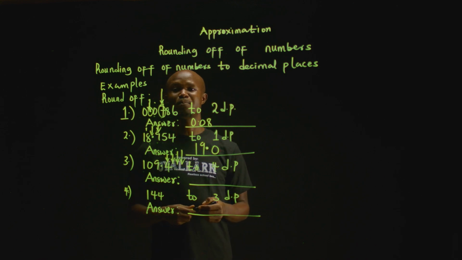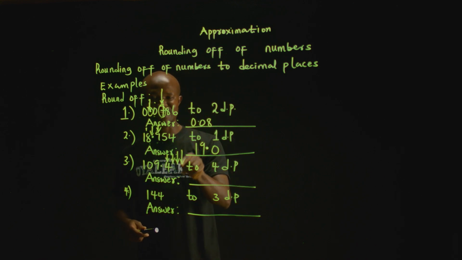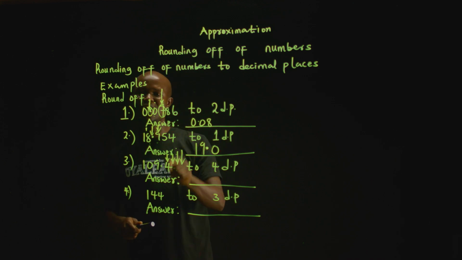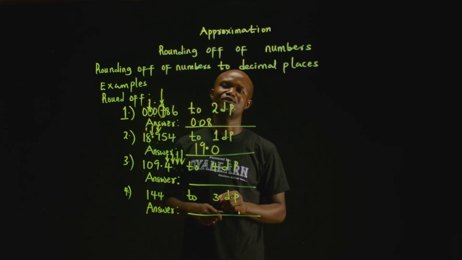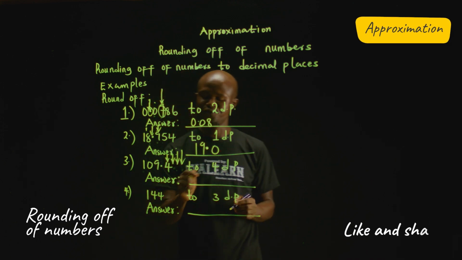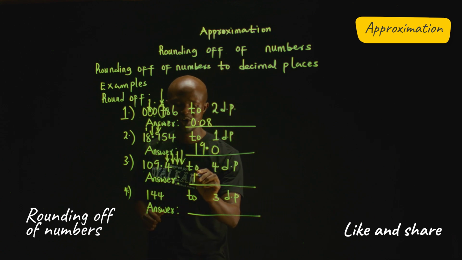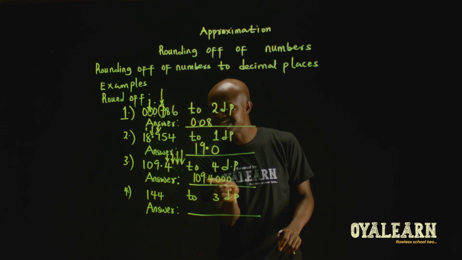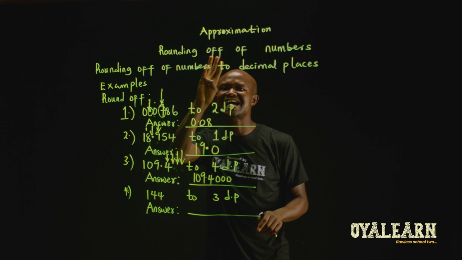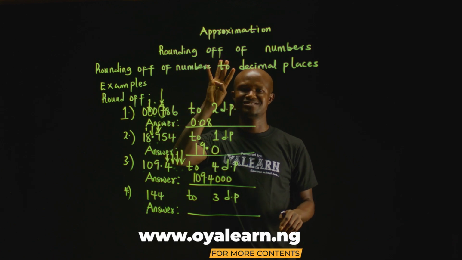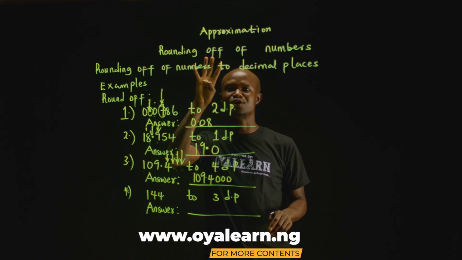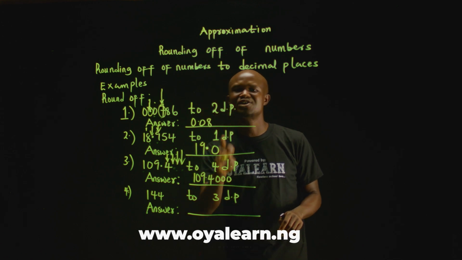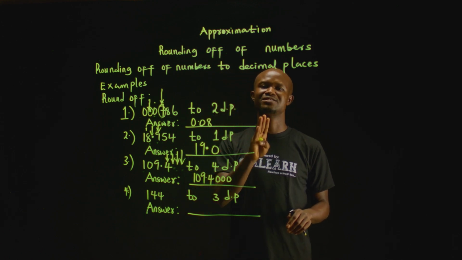109.4. 0.4000. It's still the same thing as 109.4. So in this case, to 4 decimal places, the answer is going to be what? 109.4000. Because this after the decimal point must reflect 4 numbers. Take note. It must reflect 4 numbers because we are dealing with 4 decimal places.